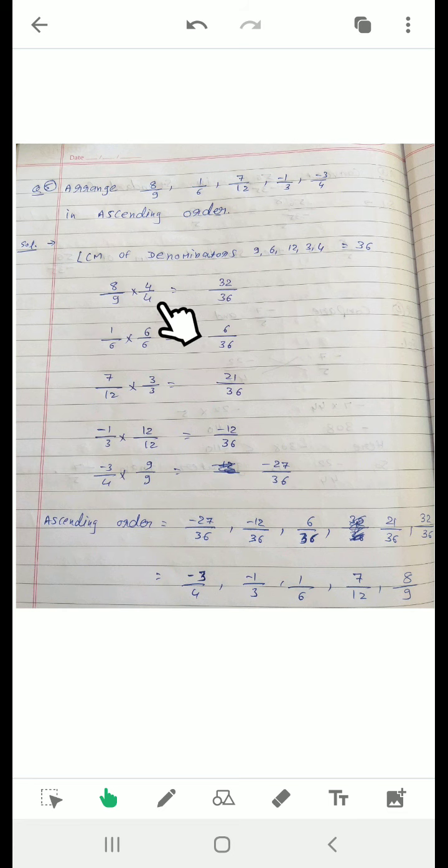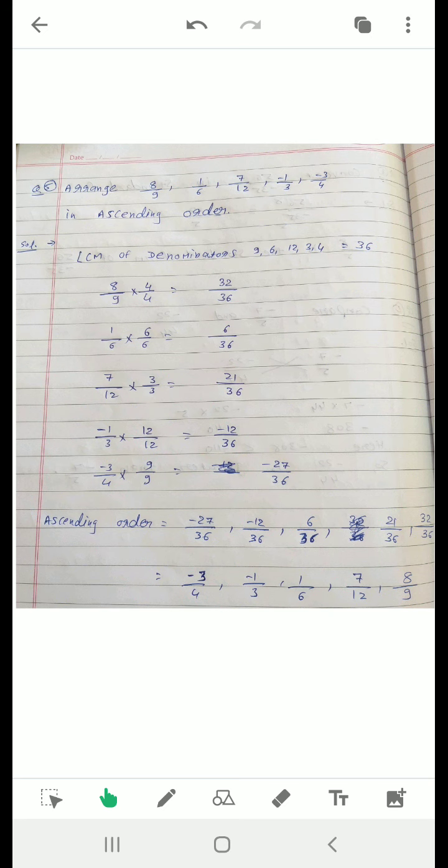What we have done? We made all the denominators equal to the LCM, by multiplying by a digit that gives 36. Remember, we need to multiply both numerator and denominator. Now I got 32 upon 36, 6 upon 36, 21 upon 36, minus 12 upon 36 and minus 27 upon 36. Now all the denominators are equal.